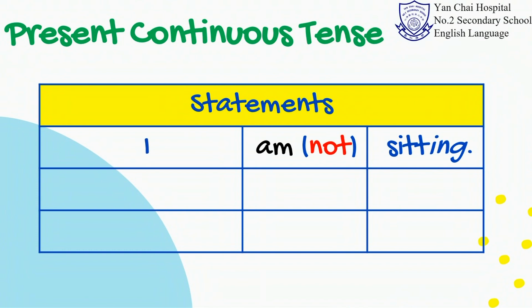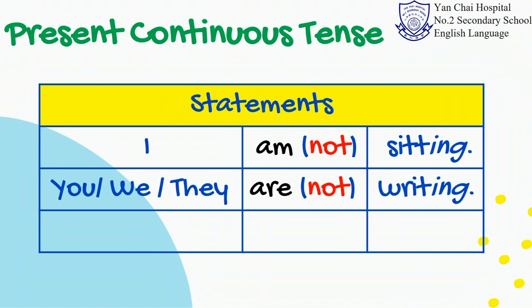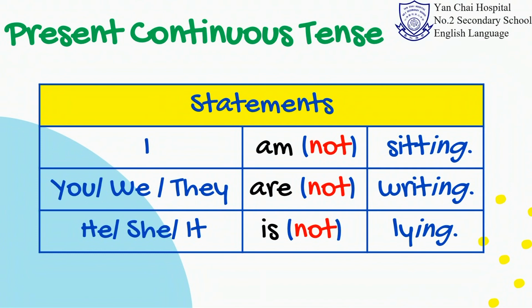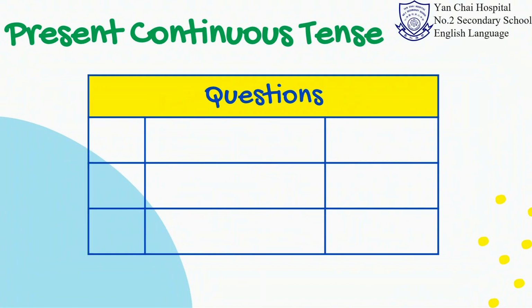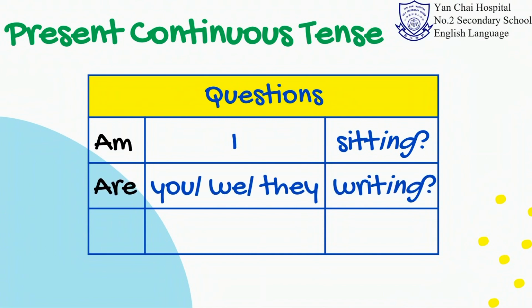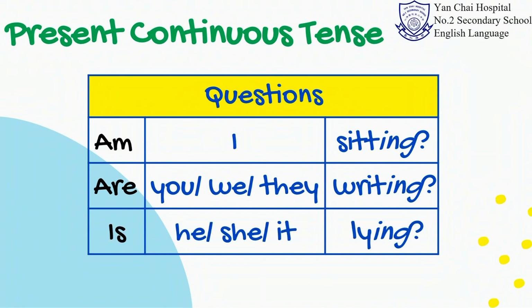I'm not sitting. You, we, they are not writing. He, she, it is not lying. Now, let's see how to form questions. Am I sitting? Are you, we, they writing? Is he, she, it lying?